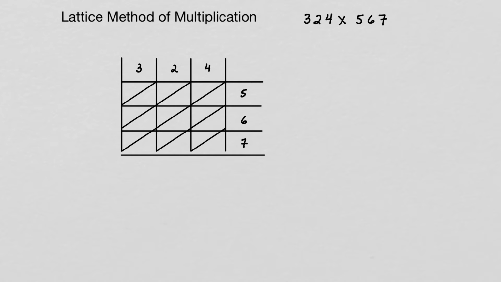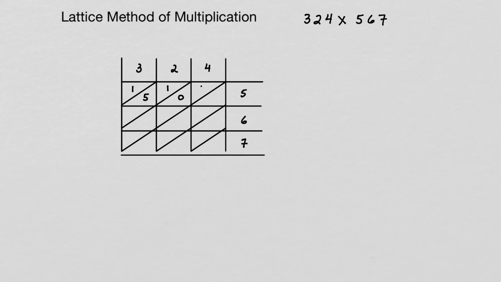So I'm going to start off with 3 times 5, and that gives me 15. So I put a 1 in the top triangle of that block and a 5 in the bottom triangle. And then I'll do the same thing with 2 times 5, and that gives me 10. So it's a 1 on top and a 0 on the bottom. And I just keep doing that to fill in my grid.